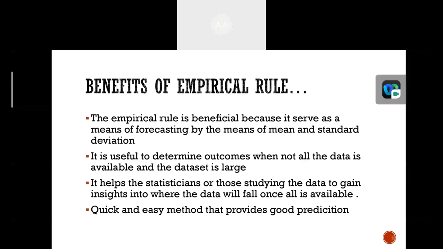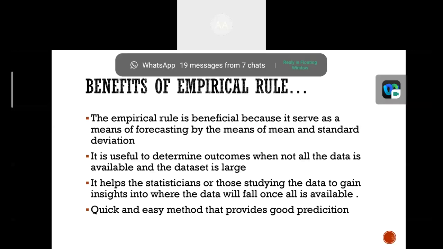The empirical rule is beneficial because it helps us in forecasting by using the mean and standard deviation. Using only the two variables, mean and standard deviation, we can forecast for the future. It is useful to determine outcomes when the data is not available and the data set is large. If the data is unknown or the data set is large, we can apply the empirical rule.